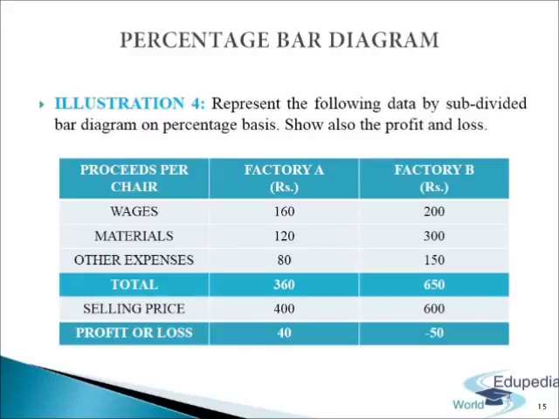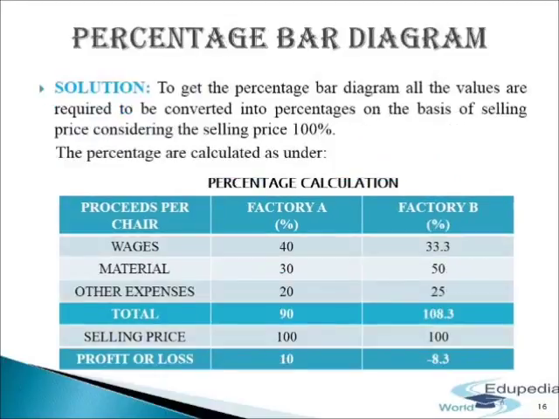Let us understand this with the help of the following illustration. In this illustration, we have to represent the data with the help of subdivided bar diagram on percentage basis. From the given data, first we will calculate percentage for factory A and B. To get the percentage bar diagram, all the values are required to be converted into percentages on the basis of selling price, considering the selling price 100%.